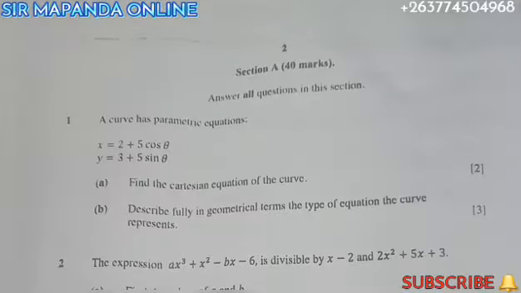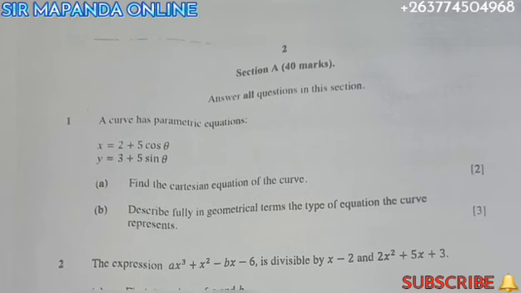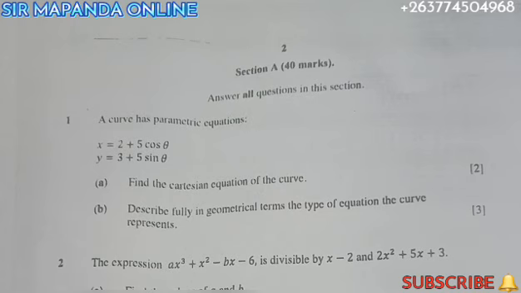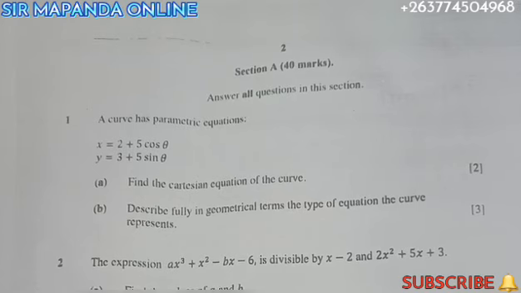In today's lesson, we are going to be focusing on June 2023, paper 2, SIMSEC. We are going to start with the first question. It reads, a curve has parametric equations. X is equal to 2 plus 5 cos theta. Y is equal to 3 plus 5 sin theta. Find the Cartesian equation of the curve, 2 marks, right?